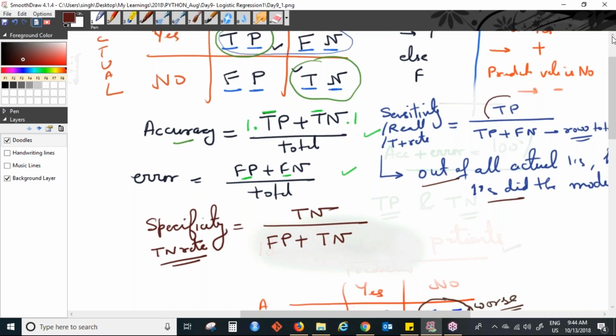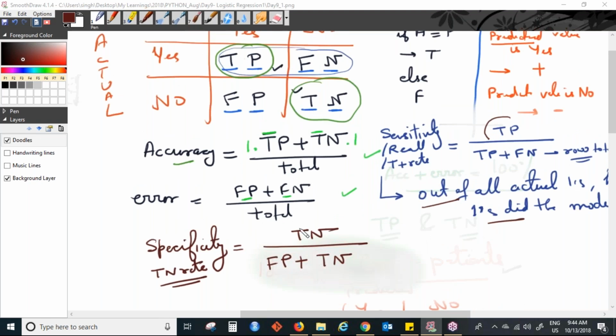Sorry guys, I was on mute. So similar to sensitivity, we have another parameter called specificity, which only gives importance to true negative. The formula for that is true negative divided by this row total, the second row total now.